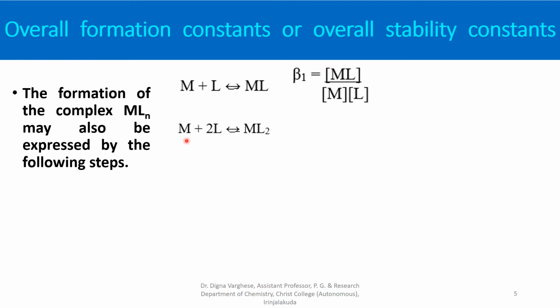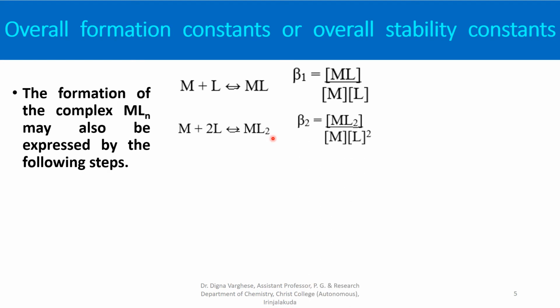Here metal reacts with 2 moles of ligand to form ML2. In the case of stepwise formation constant, ML2 is formed by the complex ML reacting with ligand. Here, in the overall reaction, the complex is formed by the combination of metal and ligand, not with complex and ligand. So here the metal reacts with ligand to form ML2 complex.